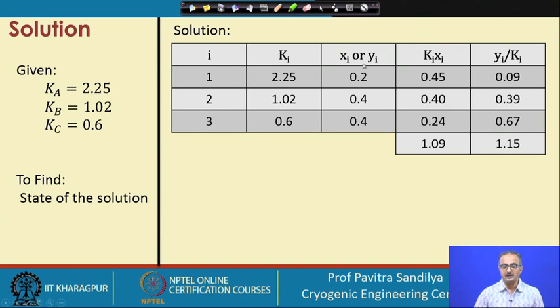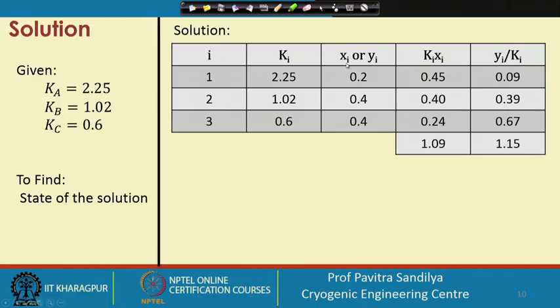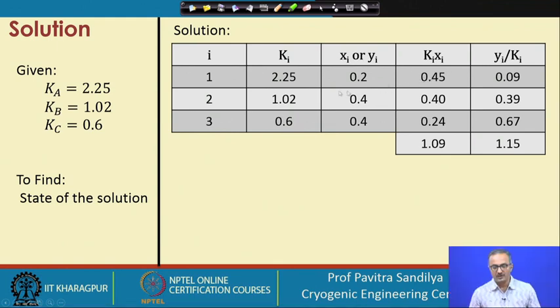I will say what is X or Y, because the percentages given may be taken either as the liquid phase composition or as the vapor phase composition, because initially we do not know whether this mixture is residing in the vapor phase, the liquid phase, or both phases. So, we say that this is Xi or Yi, and then we simply multiply Ki with these values, and we get Ki Xi and Yi by Ki. So, we multiply and divide to get these values of Ki Xi and Yi by Ki, and then sum them up.